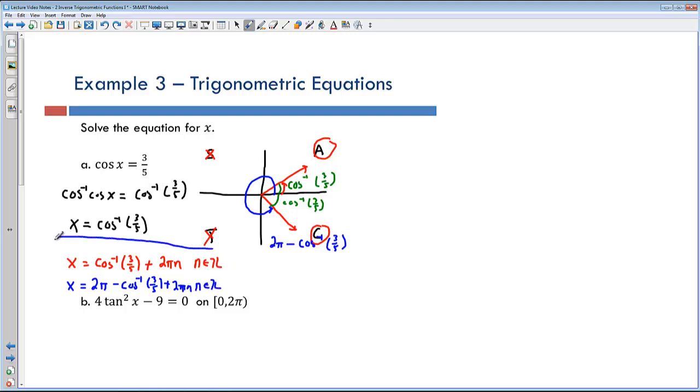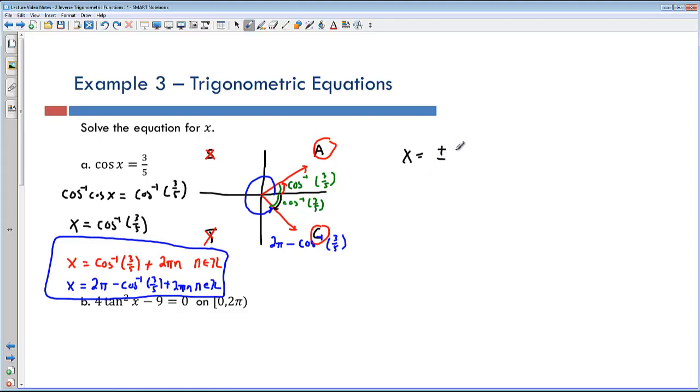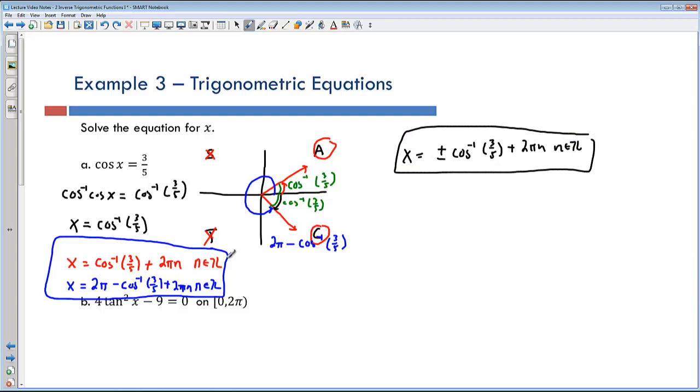So those are all the answers for this equation. And now you could even write this in a more compact form if you really wanted to. So if you look at the picture, you could actually write this as x equals, the first answer is a positive cosine inverse. And you could also talk about this angle as being negative cosine inverse of 3/5. So you could actually write this as plus minus cosine inverse of 3/5 plus 2 pi n. N is an integer. That's another way to write all the solutions to this equation. But either way works. You can write it like this, you can write it like that. It really doesn't matter. All right, let's look at the next equation.